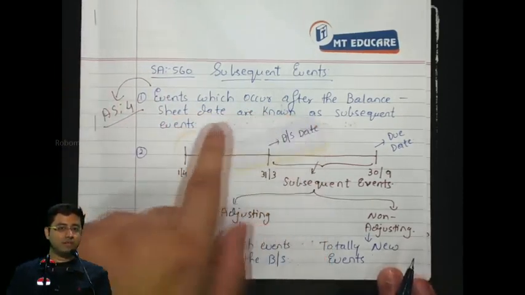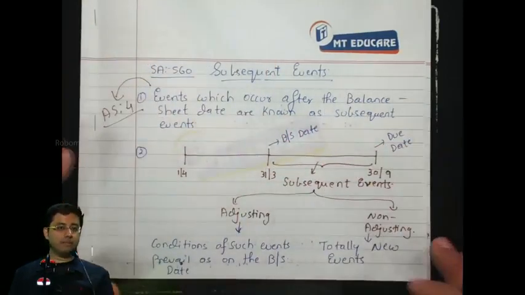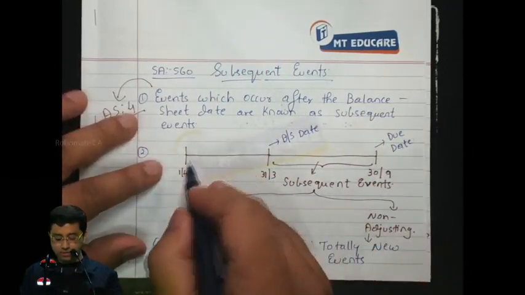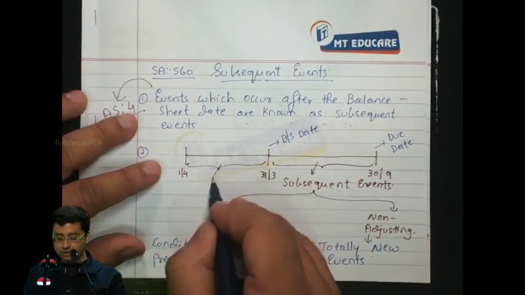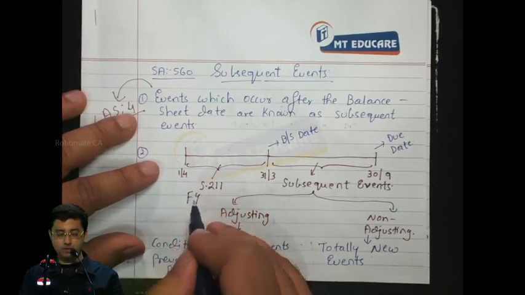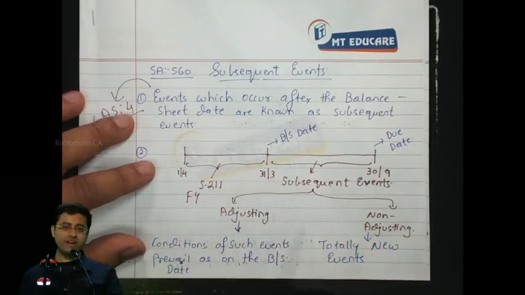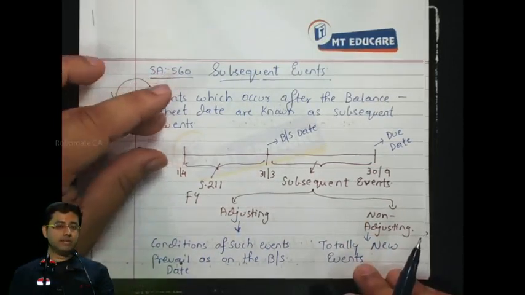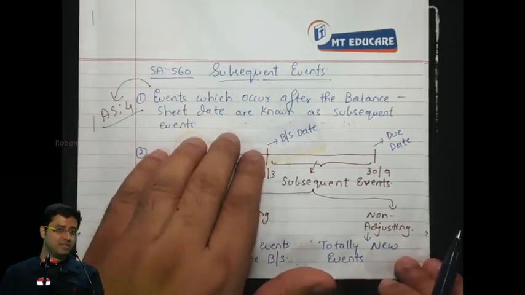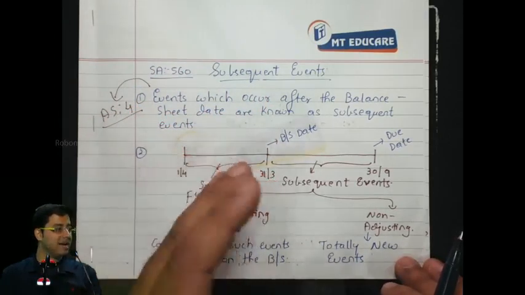Events which occur after the balance sheet date are known as what events? Subsequent events. I have given you a small example. This is a timeline which shows that this period, in accountancy and in law as per section 211 of the Companies Act, is called a financial year. A period starting from April and ending on 31st March is a financial year. There are some transactions which take place in this period, and there are also some transactions which may take place after this period.